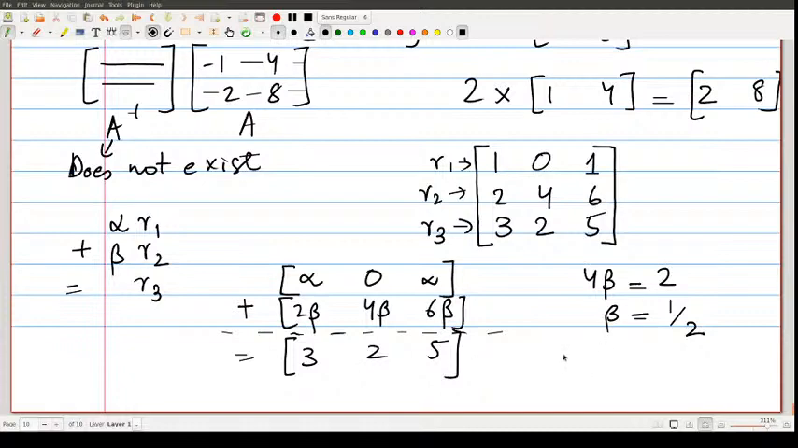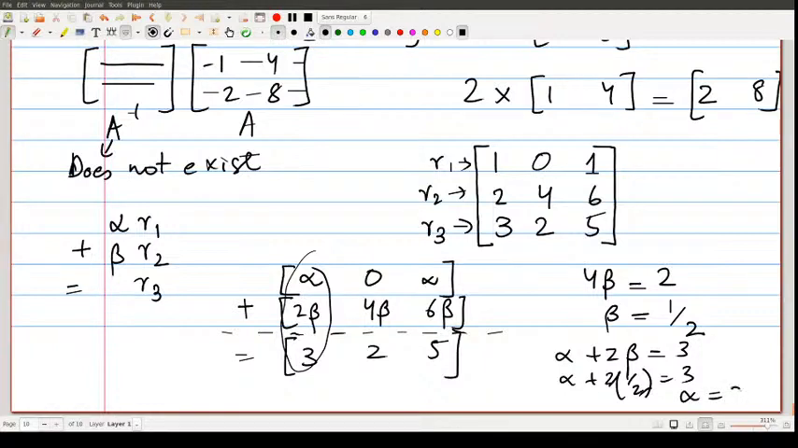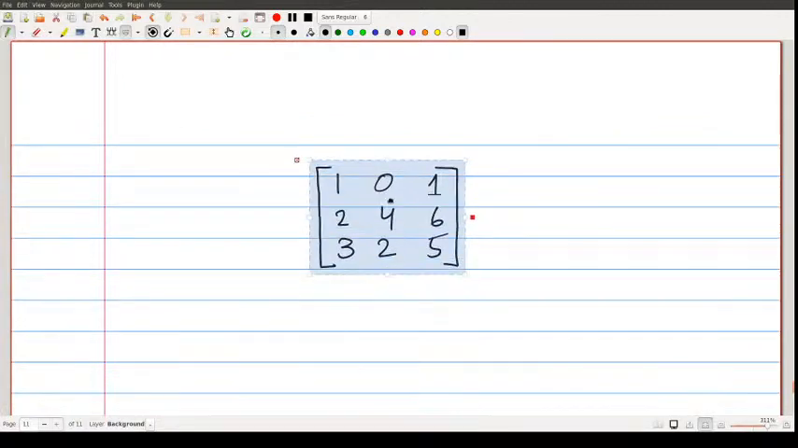And then alpha, then I can solve this equation, maybe alpha plus 2 times beta is equal to 3. So alpha plus 2 times half gives me 3. This is 2, so alpha is equal to 2. So let's try this out. Let's say I found alpha equals 2 and beta is equal to half, right? So let's see if I can do that.